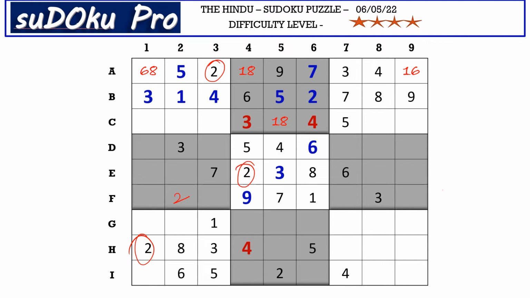Now in F row there are 4 empty cells and the missing numbers are 4, 5, 6 and 8. You can see a 4, 5 pair in column 3 blocking this cell. There is again a 4, 5 pair in column 7 blocking this cell. So 4, 5 goes here in F1 and F9.